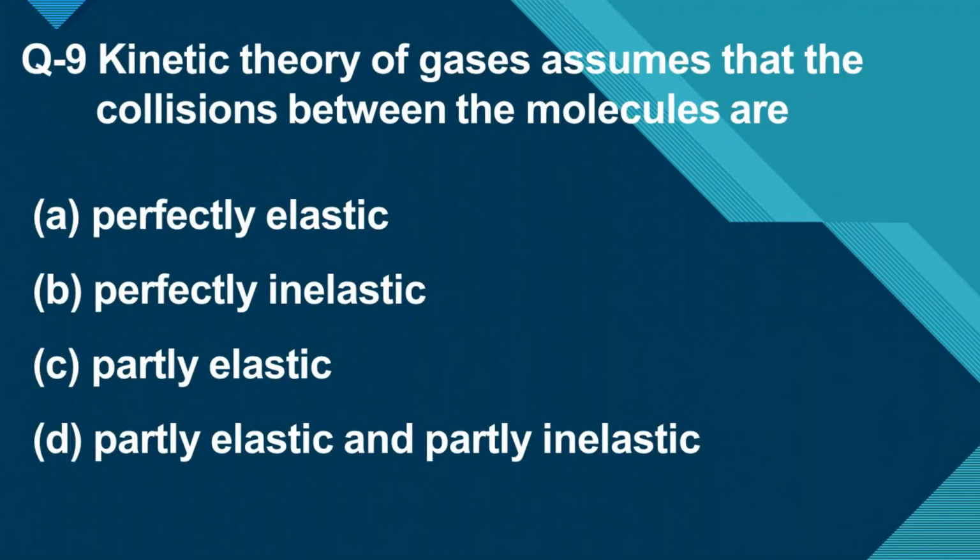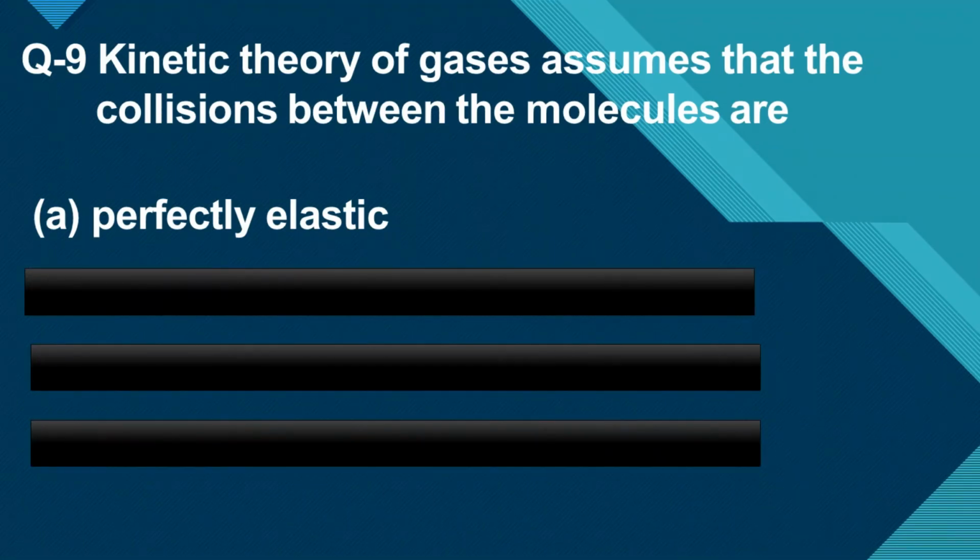Question number 9. Kinetic theory of gases assumes that the collisions between the molecules are option A perfectly elastic, option B perfectly inelastic, option C partially elastic, option D partially elastic and partially inelastic. So the right answer is perfectly elastic. According to kinetic theory of gases, the collisions between the molecules are assumed perfectly elastic.